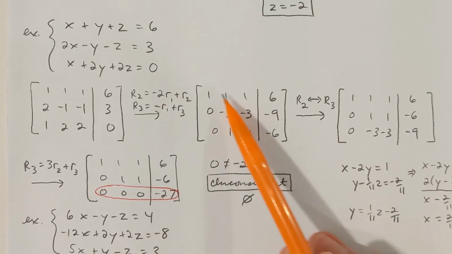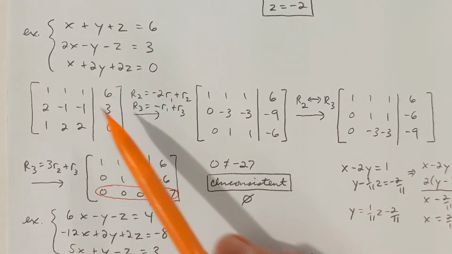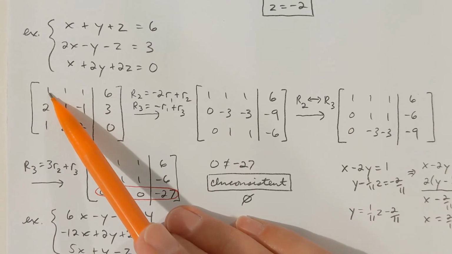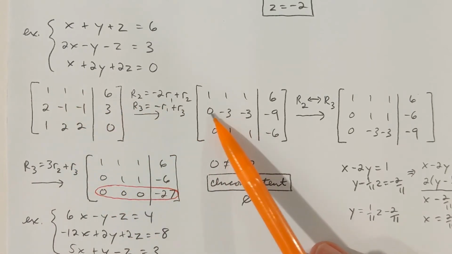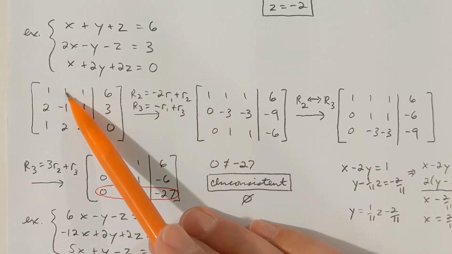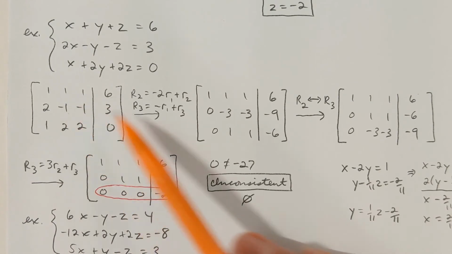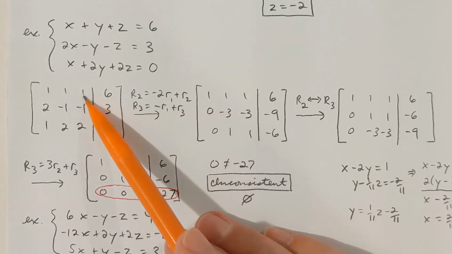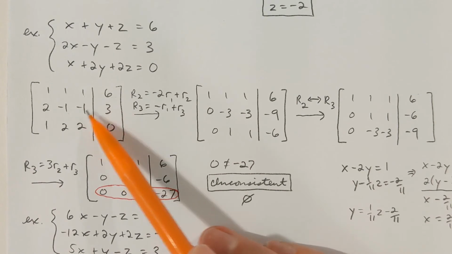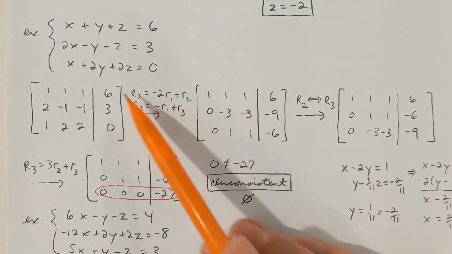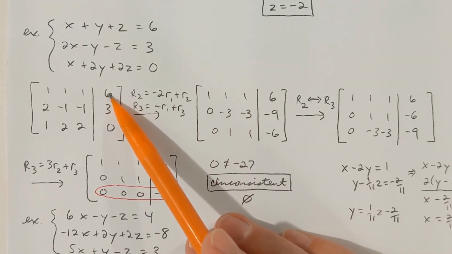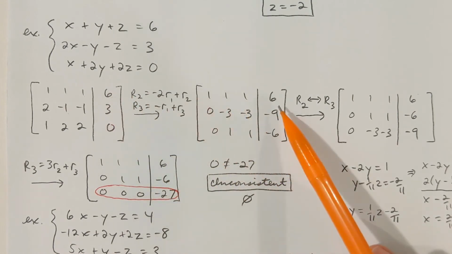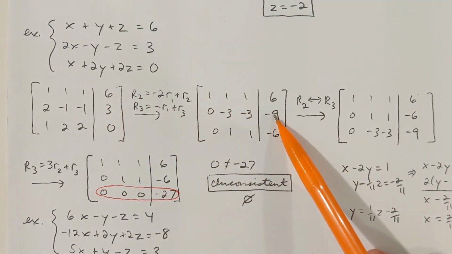Let's get our new row 2. Row 1 is going to stay as is, of course. Negative 2 times 1 is negative 2, plus 2 is 0. Negative 2 times 1 is negative 2, plus negative 1 is negative 3. And then negative 2 times 6 is negative 12, plus 3 is negative 9.